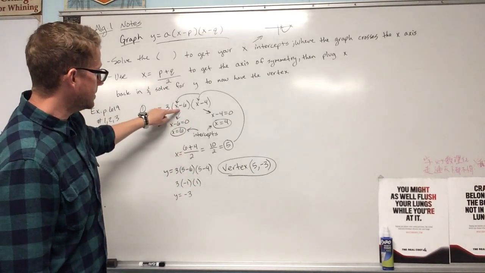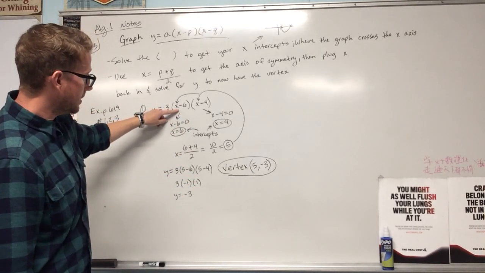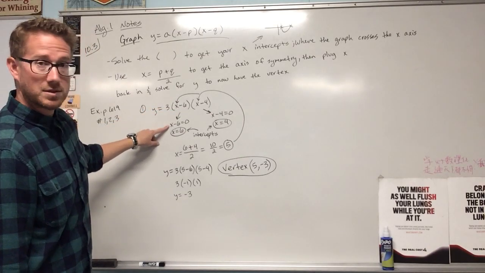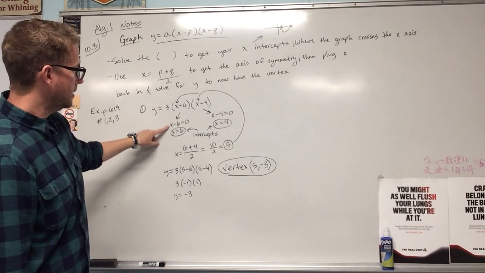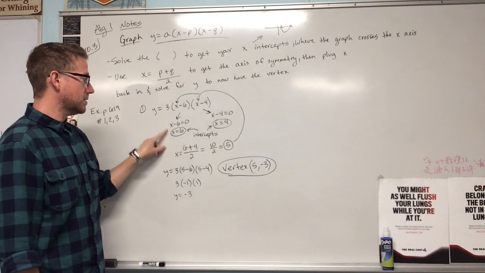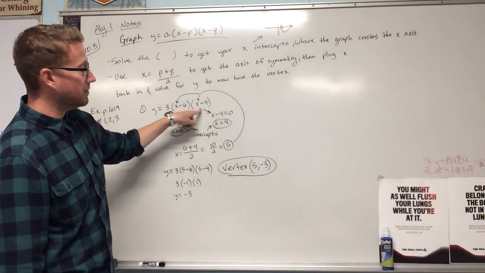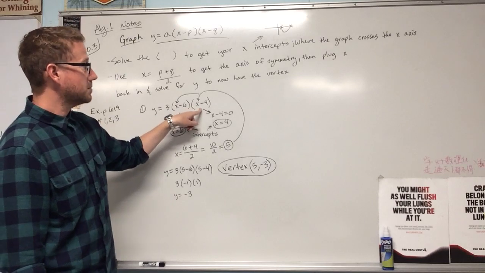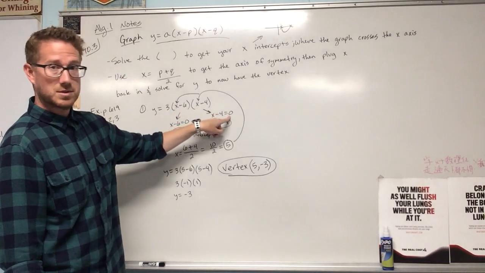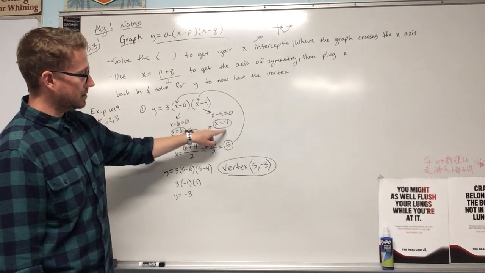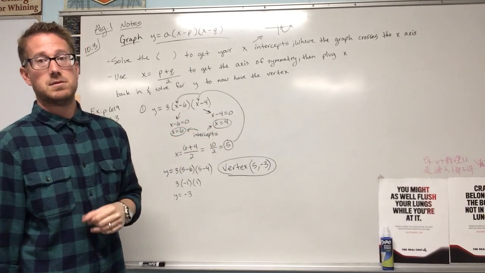So we're going to take this set of parentheses, x minus 6, and set it equal to 0. That's what I did right here. So x minus 6 equals 0, x is 6. Do the exact same thing over here for this set of parentheses, x minus 4 equals 0. Solve for x, x is 4.